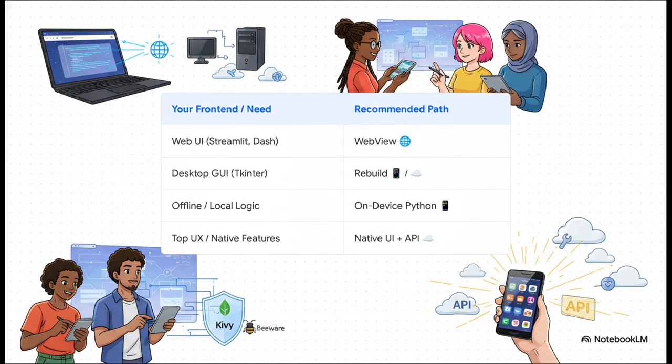It's pretty straightforward. Starting with a web UI like Streamlit or Dash? Yeah, just go with the web view. It's the simplest path. Got a desktop GUI built with something like Tkinter or PyQt? I hate to break it to you, but there's no magic button. You have to rebuild, and you'll be choosing between the on-device or native API approaches. Is working offline your number one killer feature? Then you're looking at Kivy or BeeWare. And finally, if you absolutely need that top-tier user experience and can't compromise on native features, then the API-driven approach is really your only professional option.